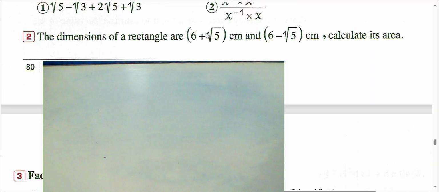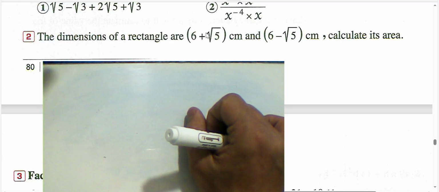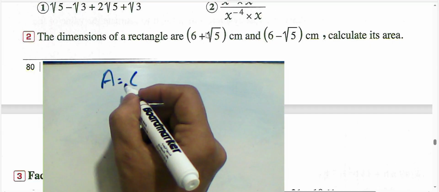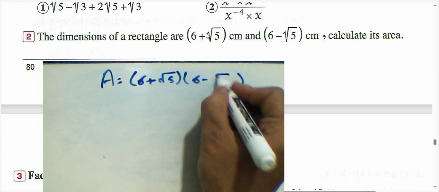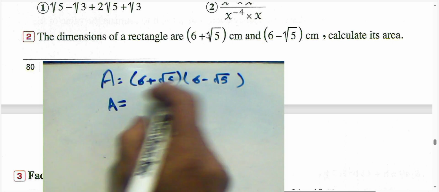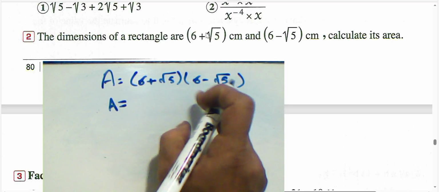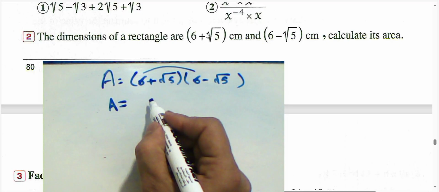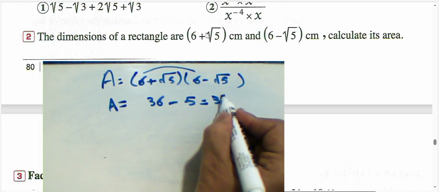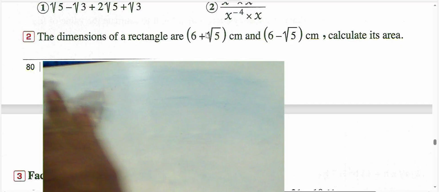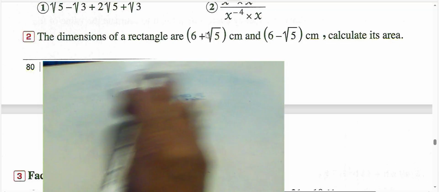Okay, next question. The dimensions of a rectangle are 6 plus root 5 and 6 subtract root 5. Calculate the area. The area equals the product of the 2 dimensions: 6 plus root 5 multiplied by 6 minus square root of 5. We have 2 expressions; we call them conjugates of each other. The product of them equals first by first and second by second. 6 by 6 is 6 power 2, which is 36. Negative times positive is negative; root 5 times root 5 is 5. 36 minus 5 is 31. Then the answer will be 31. The area will be 31 square centimeters.